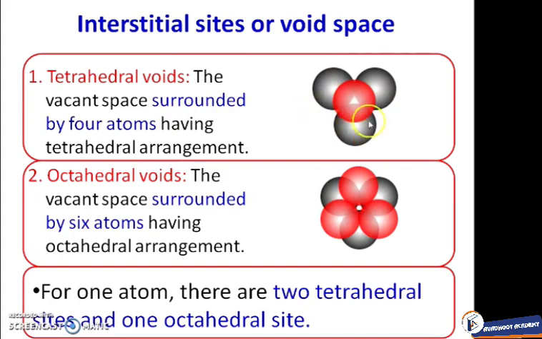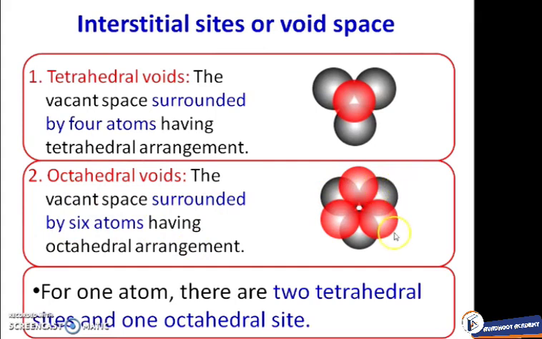Now here you can see at the bottom there are 4 spheres, and this is the red colored sphere. It is fitting exactly in the cavity produced by these 3 spheres. Now among these 4 spheres there is one void space, that is the tetrahedral void. Similarly, octahedral void means the vacant space surrounded by 6 atoms having octahedral arrangement; it is called an octahedral void.